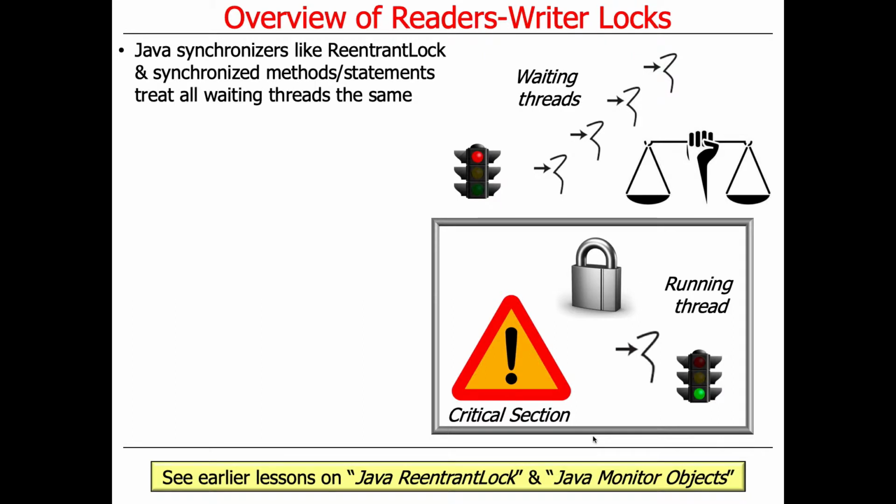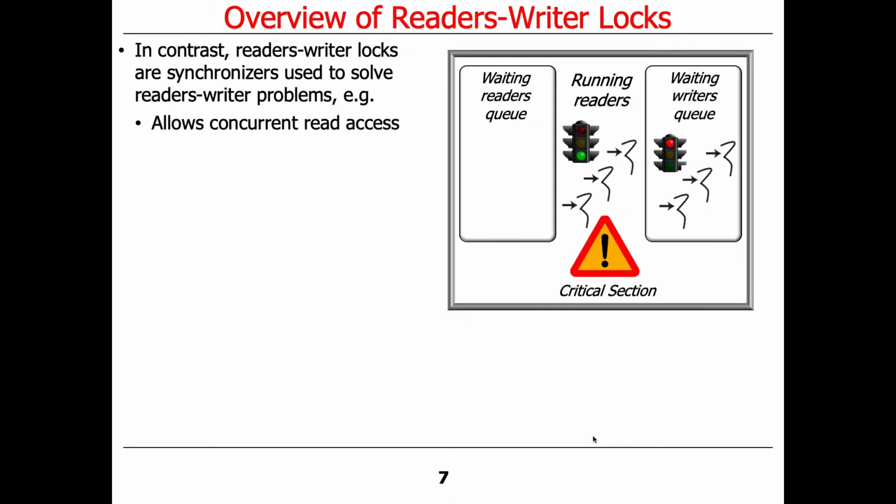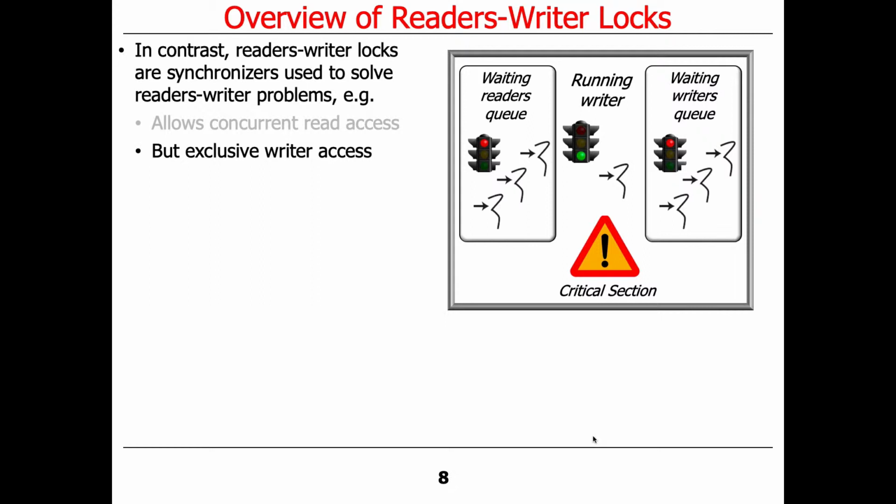The Java synchronizers we've talked about before, things like Reentrant lock, synchronized methods, synchronized statements, and so on, treat all the waiting threads the same, which is sometimes fine, but sometimes a problem. In contrast, readers writer locks, which is the subject of this lesson, are synchronizers that are used to solve so-called readers writers problems. So what the heck does this mean? Well, it means we're going to allow concurrent read access by multiple threads, but exclusive writer access.